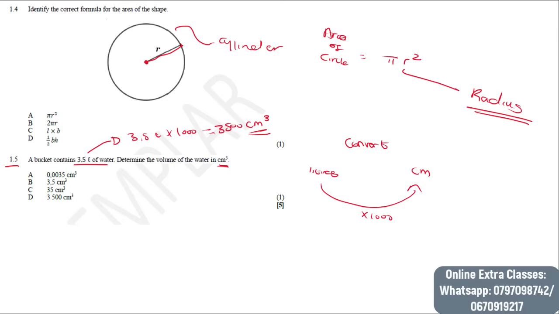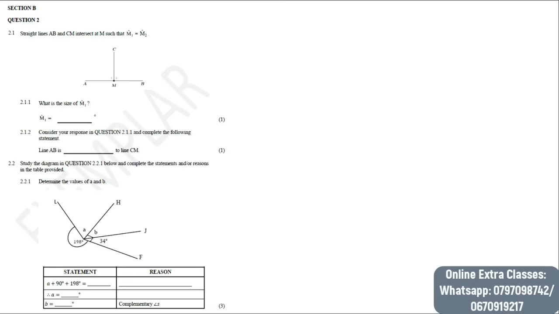3,500 centimeter cube. And if we check our options, do we have 3,500? Yes, we do have 3,500. So this basically means that our answer will be D.